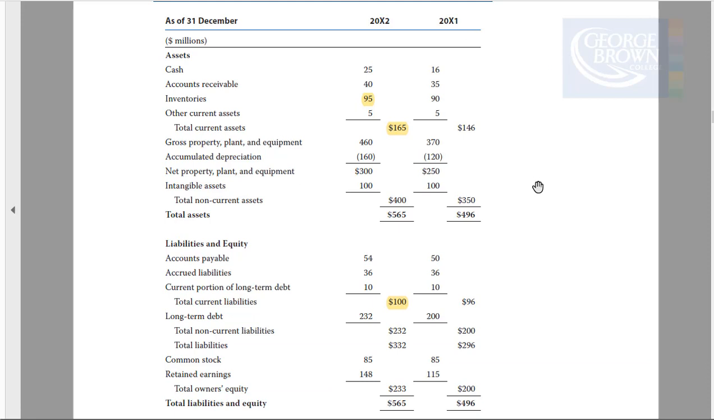So to just finish with the current ratio and the quick ratio, I just wanted to show you the balance sheet for ABC Company and to highlight where that information is coming from. So the current ratio, current assets divided by current liabilities for 20X2, there it is, 165 divided by 100. That gives me 1.65. For the quick ratio, we're going to deduct the inventories, so 165 minus the 95 divided by 100, and that gave us the quick ratio.